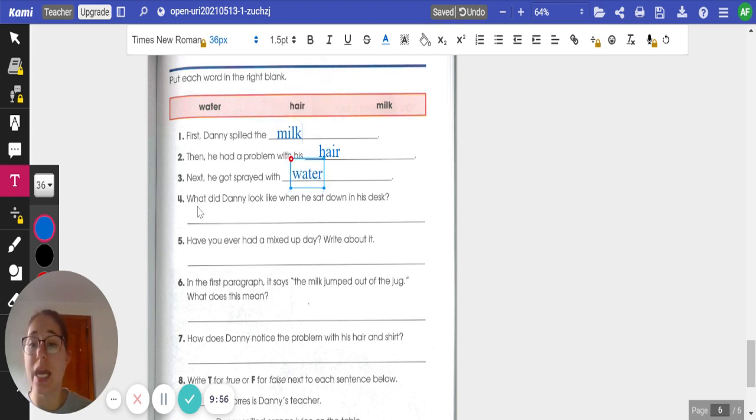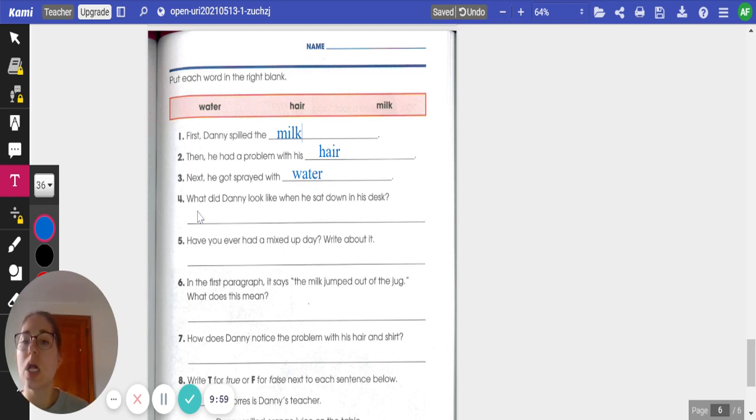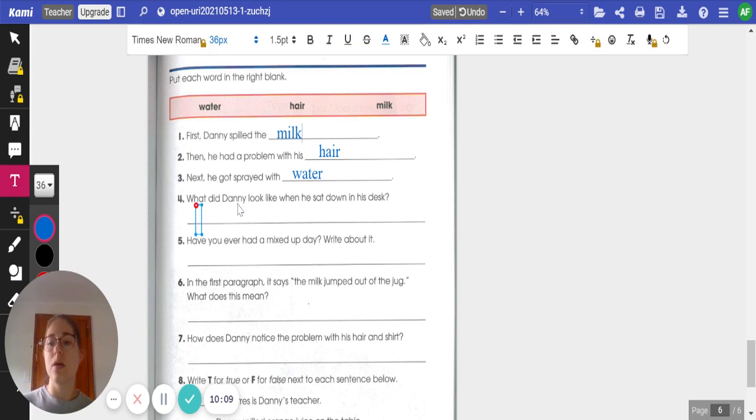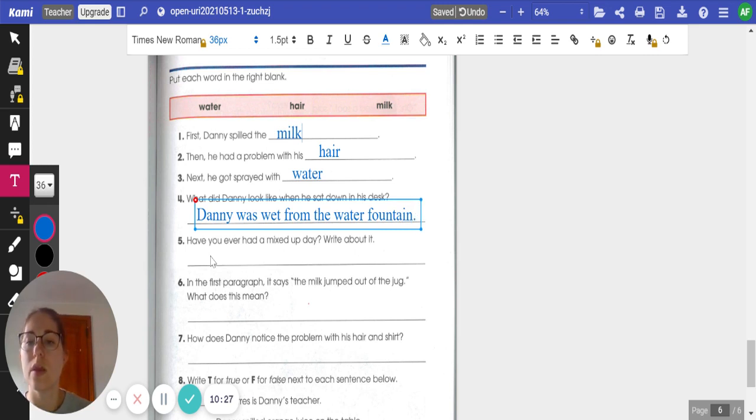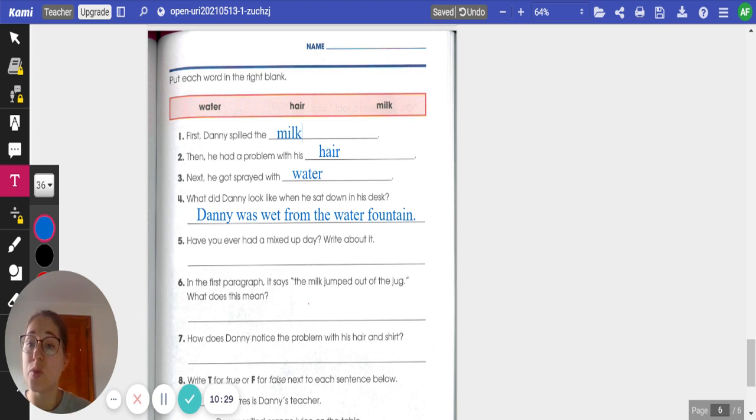Let's think a little bit about Danny's character. What did Danny look like when he sat down in his desk for number 4? Let's think of how we could describe what Danny looked like. You remember, Danny was all wet, right? When he came into his classroom, it was right after he got sprayed with the water. So we could say Danny was wet from the water fountain. Go ahead and pause if you need to write number 4 down.